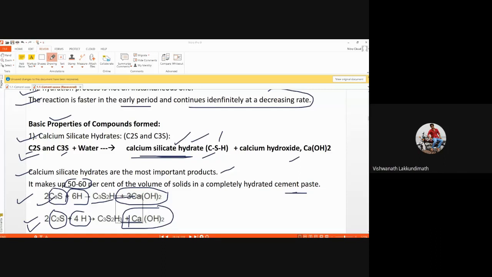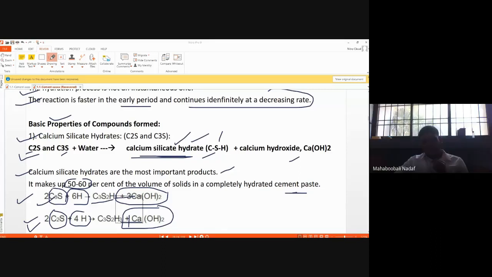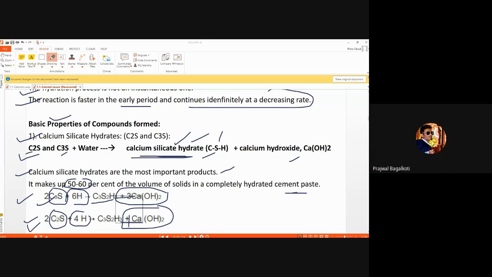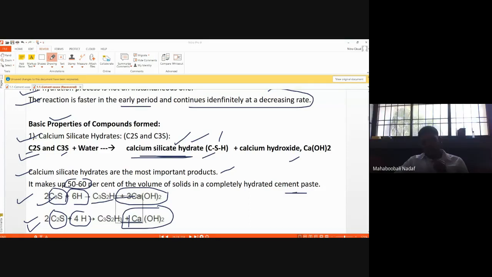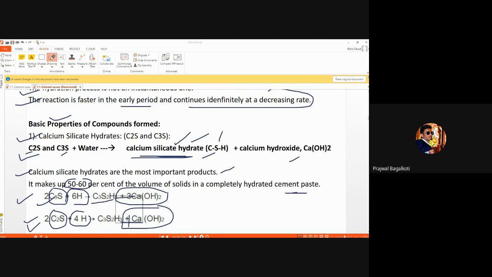Yes, sir. Tell me the answer. Which product, after comparison of these chemical reactions, is good? C2S, sir. Why? The next question will be for Lakshmi Mandgoli. Why is C2S good? You have to explain to me. Less harmful, sir. It is less harmful.